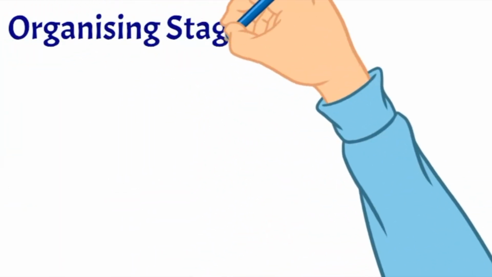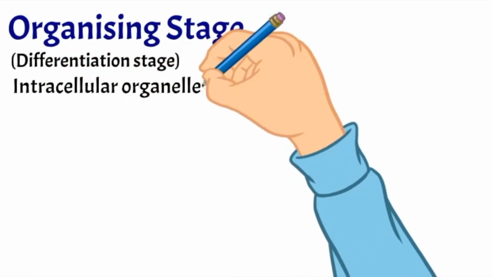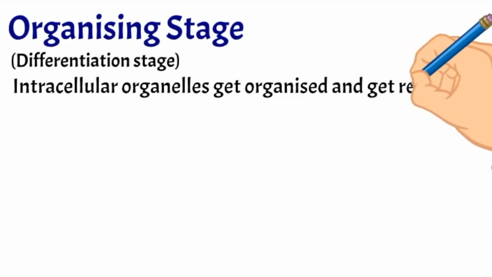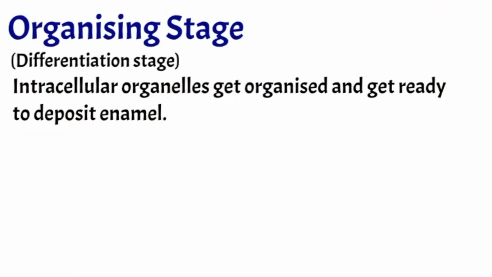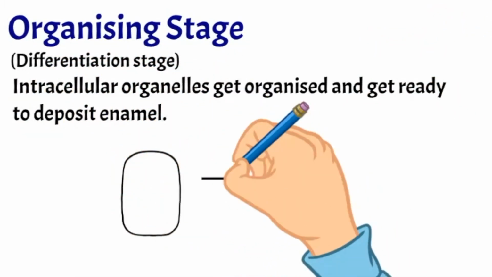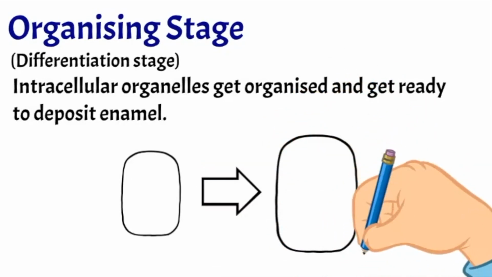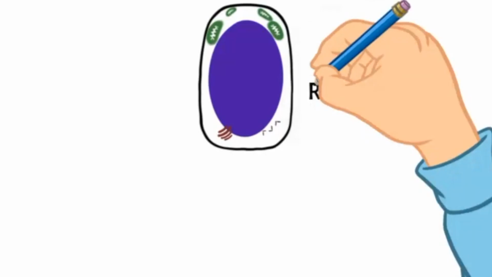The organizing stage, or the differentiation stage. This stage is so called because here intracellular organelles get organized and get ready to deposit enamel. Here ameloblasts change from short columnar to tall columnar. The nucleus occupies the proximal end of the cell. Golgi bodies and centrioles migrate from the proximal end to the distal end, and this is called reversal of polarity. Mitochondria can still be appreciated at the proximal end only.